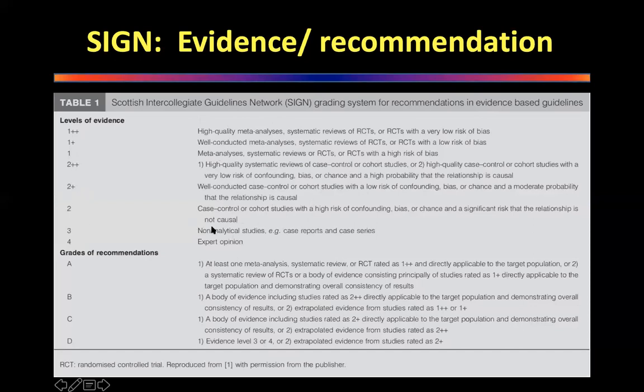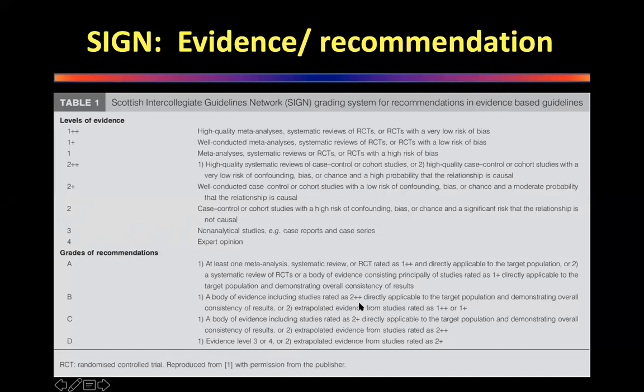And then, so you just need to understand this. Go through this in more detail. Understand that 4 is expert opinion. So there is not much evidence in literature, but experts actually can add value. So expert opinion is also taken into the picture. So whenever I talk about any of the recommendations, I will say 2+/B. That means this recommendation is based on good case control or cohort studies, and the grade of recommendation was B.